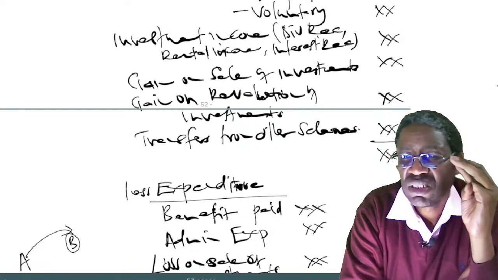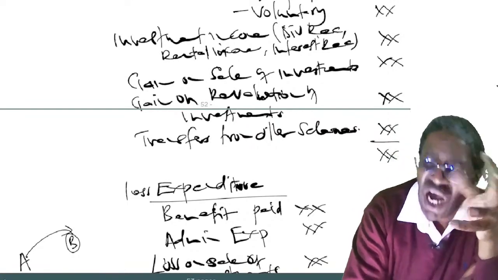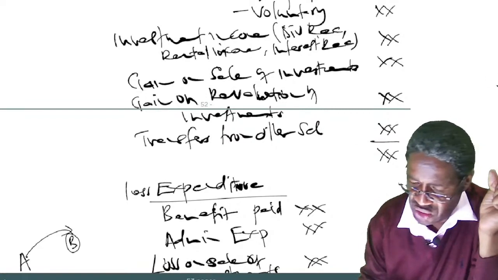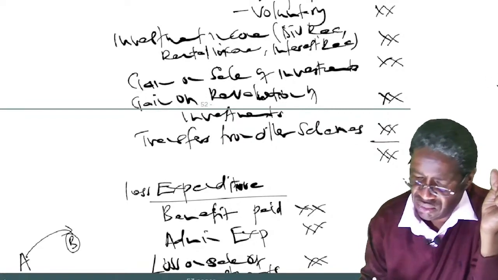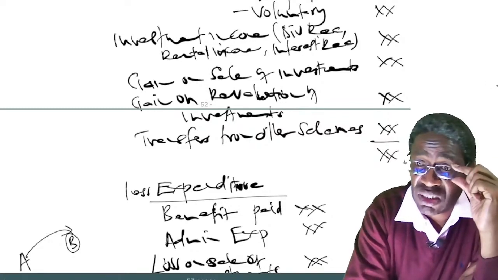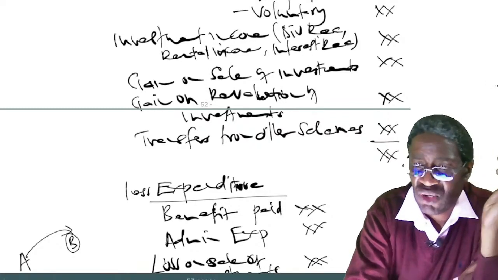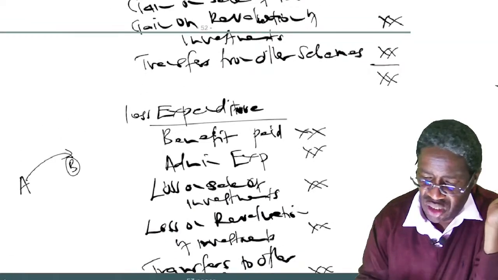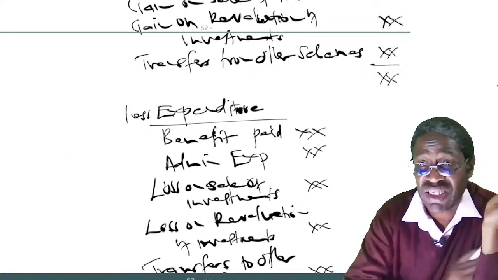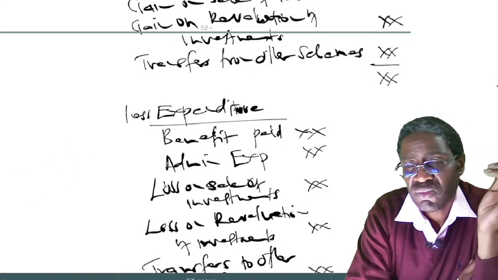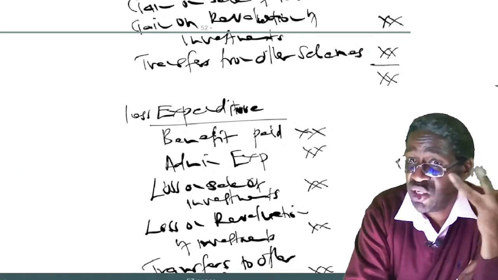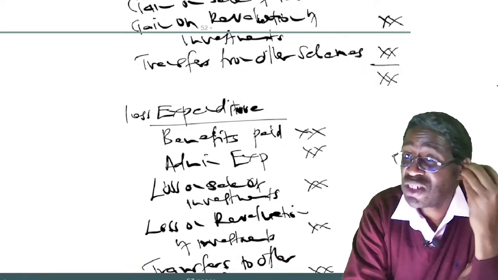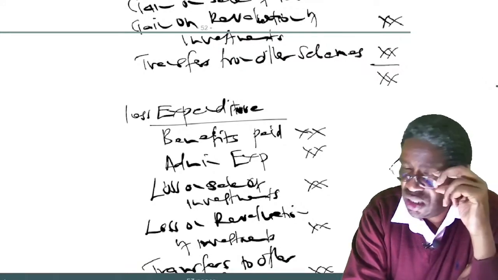Next, transfers from other schemes. Then you get the totals. Then you deduct expenditure. One of the expenditures is benefits paid. Any benefits or pensions that were paid this year, whatever they call it, that they are paying.